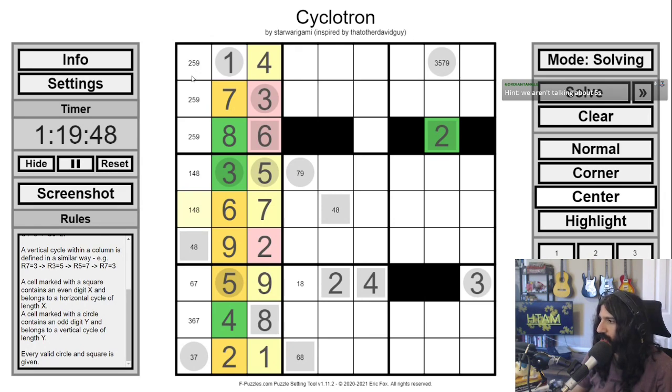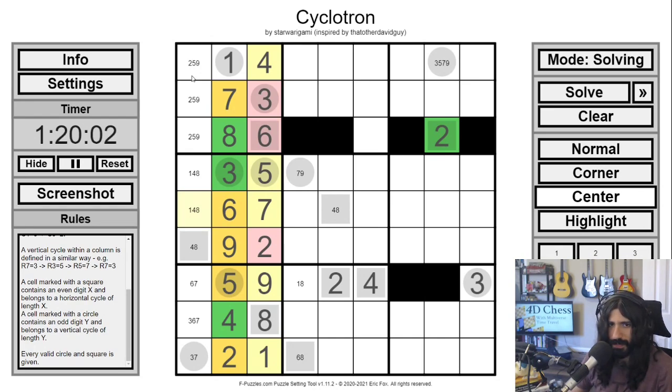Hint, we aren't talking about fives. How dare you? What? Then it's got to be a square? That's not the column.